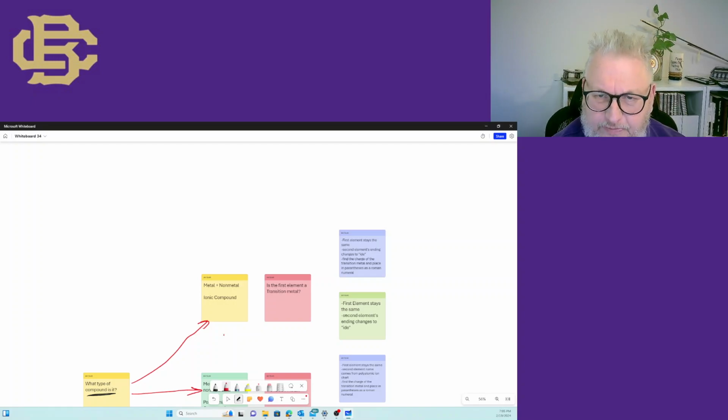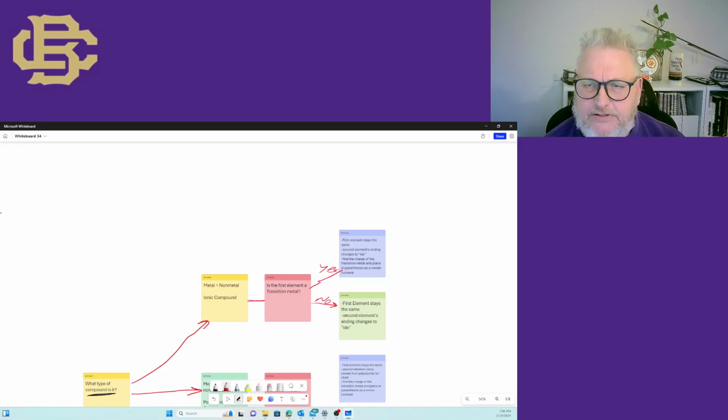So we're going to ask a question first. Is the first element a transition metal? Now the transition metals, remember, are those that are in the center of the periodic table, down below a little bit. Those are your coppers, your irons, and so on. So if the first element is a transition metal, go right here, yes, we're going to deal with that, or no.